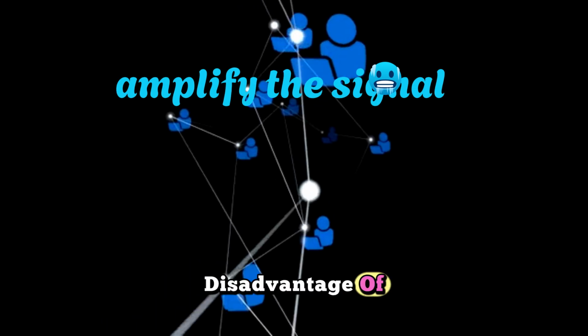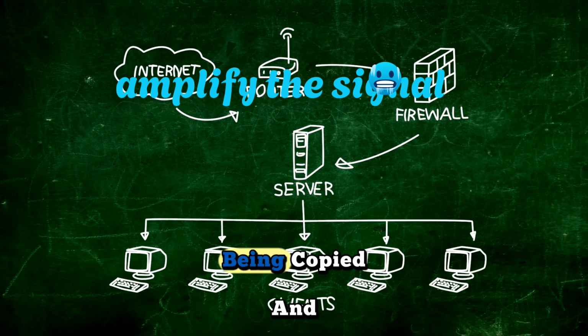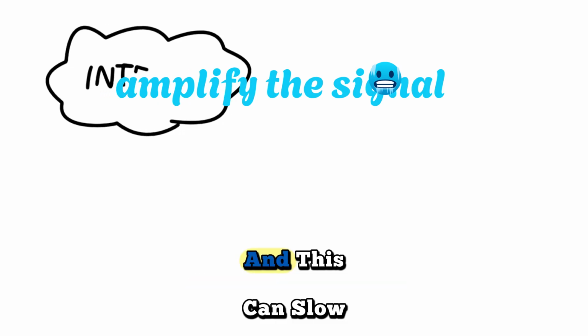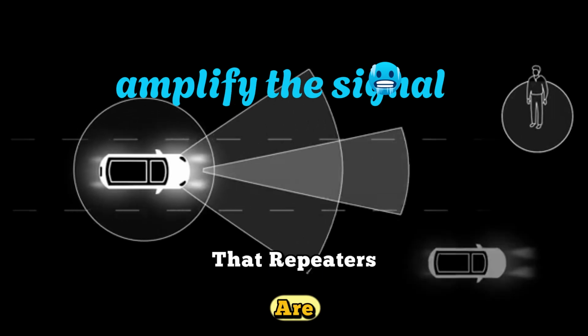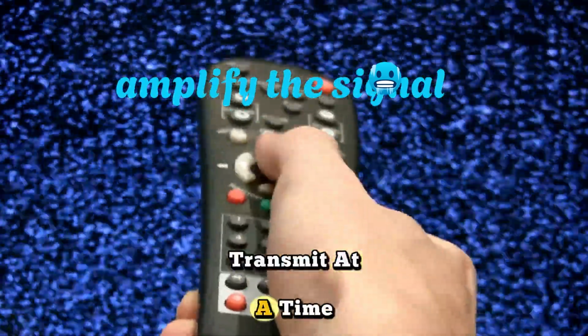The other disadvantage of using a repeater is that they increase the chances of collisions. As the signal is being copied and forwarded by multiple repeaters, the chances of collisions increase, and this can slow down the network performance. Another disadvantage is that repeaters are half-duplex in nature. This means that only one device can transmit at a time.